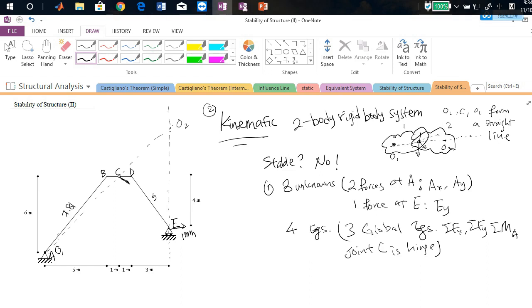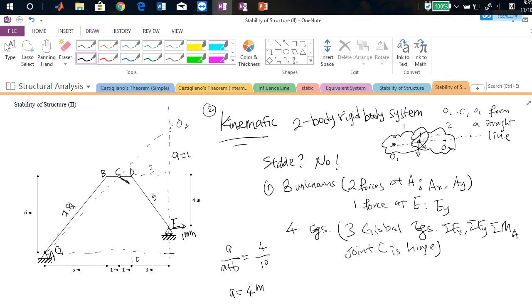First of all, from the geometrical relationship, O1 O2 is a straight line. We know that this is 3, so this is 4. From geometrical relation, we can find out that this is 10. Let's call this A, and then A divided by A plus 6 is equal to 4 divided by 10, because from similar triangles we know this relationship. From this we find that A is equal to 4 meters.